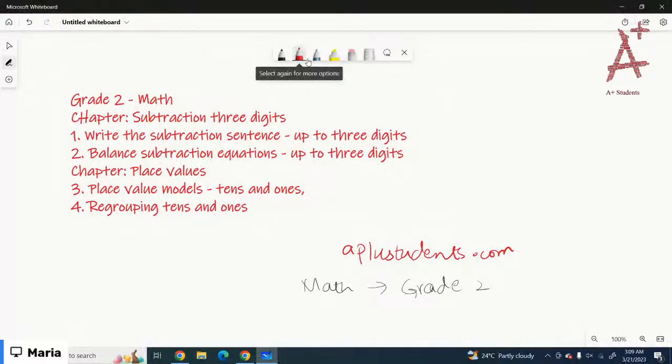We're going to start with the chapter subtraction 3 digits, and the lessons we're going to cover today are write the subtraction sentences up to 3 digits and balance subtraction equations up to 3 digits. Then we'll start the new chapter, place values, and the lessons from it we're going to cover today are place value models, tens and ones, and regrouping tens and ones.